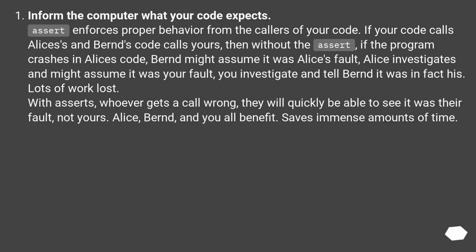Inform the computer what your code expects. Assert enforces proper behavior from the callers of your code. If your code calls Alice's and Bernd's code calls yours, then without the assert, if the program crashes in Alice's code, Bernd might assume it was Alice's fault. Alice investigates and might assume it was your fault. You investigate and tell Bernd it was in fact his. Lots of work lost. With asserts, whoever gets a call wrong, they will quickly be able to see it was their fault, not yours. Alice, Bernd, and you all benefit. Saves immense amounts of time.